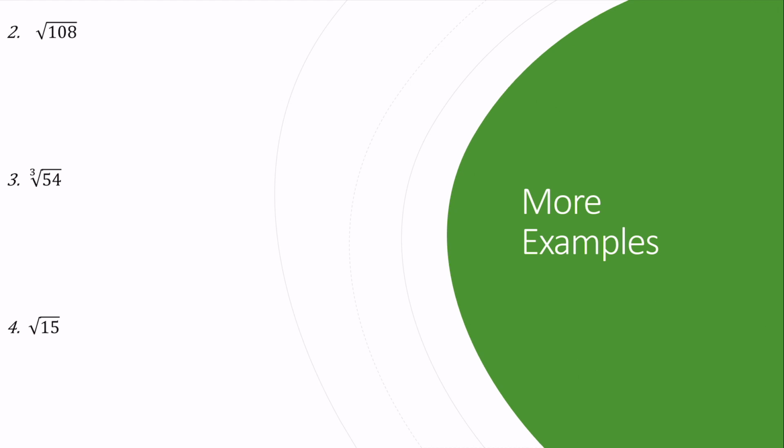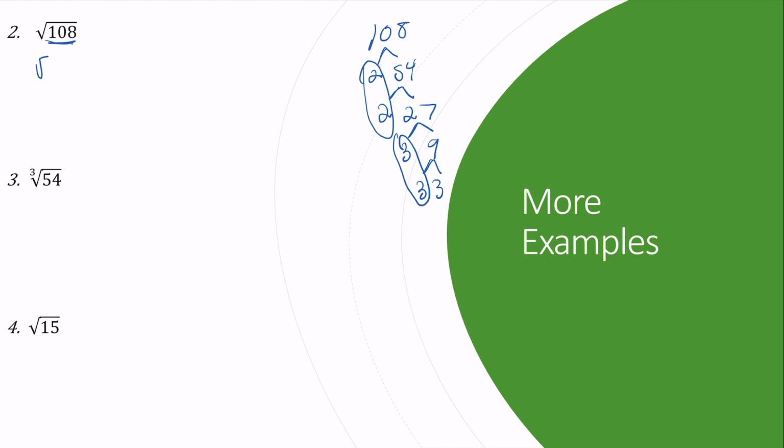If I've got the square root of 108, I first need to figure out what 108 factors into. So 108 is an even number, so I know it's divisible by 4. How about 2 and 54? 54 is a 2 and a 27. 27 is a 3 and a 9, which is a 3 and a 3. So what perfect squares do I have? I've got two 2's and two 3's. So I have the square root of 2 squared times 3 squared times this leftover 3 at the end. And that's all under our radical.